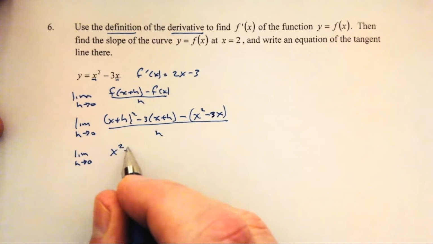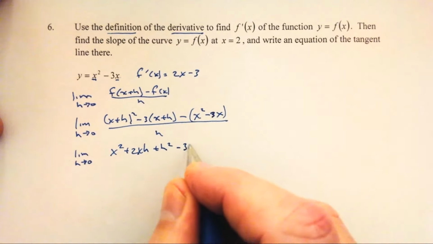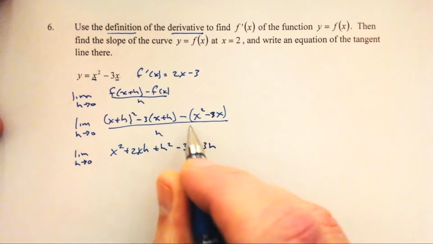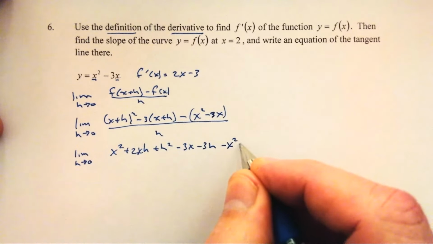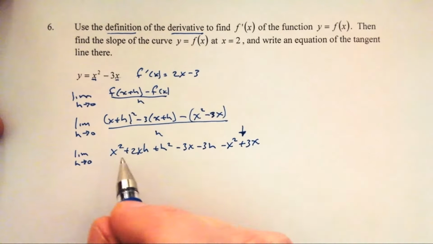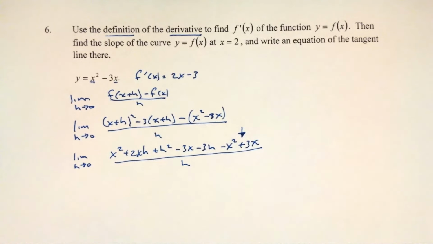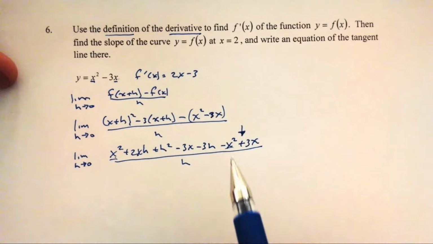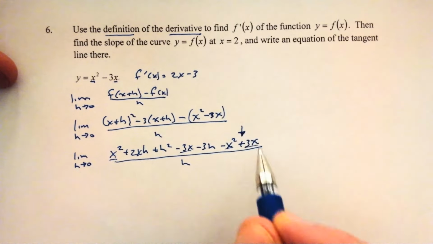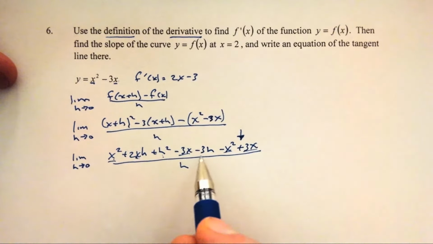FOIL: x squared plus 2xh plus h squared, distribute the negative, minus 3x minus 3h, distribute the negative, minus x squared plus 3x. Again, that would probably be the most likely place for error in this process. All over h. And now here's how you could catch that error. Any term in the numerator that does not have an h in it, I expect to cancel. Here's an x squared minus x squared, good. Here's a minus 3x plus 3x, good. I've got these three terms remaining, 1, 2, 3. Each of those has an h in it.